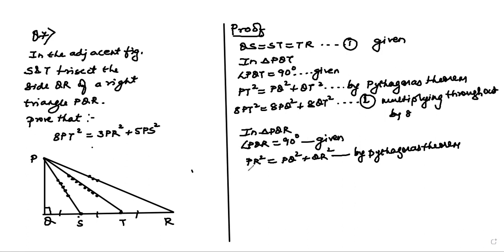Now look at this, children. I wanted 3 PR square. So just multiply by 3 throughout. 3 PR square equals 3 PQ square plus 3 QR square. I hope everybody can see it. I'll rewrite once again. 3 QR square. This is statement number 3, multiplying by 3 throughout.